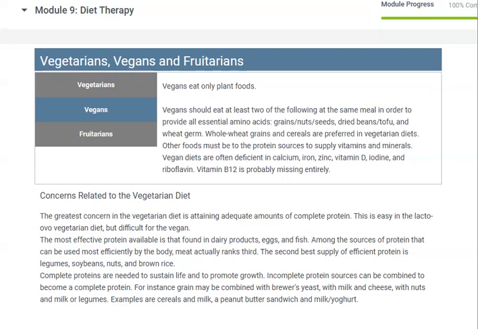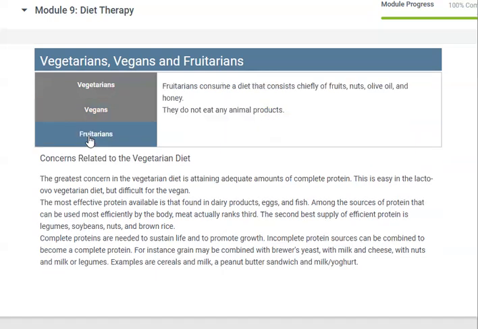Fruitarians. Fruitarians consume a diet that consists chiefly of fruits, nuts, olive oil, and honey. They do not eat any animal products. Concerns related to the vegetarian diet.